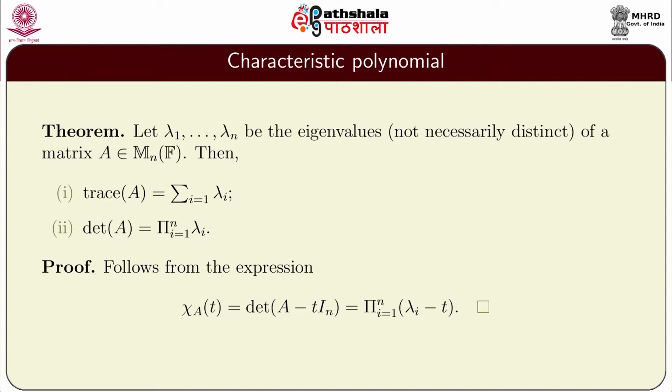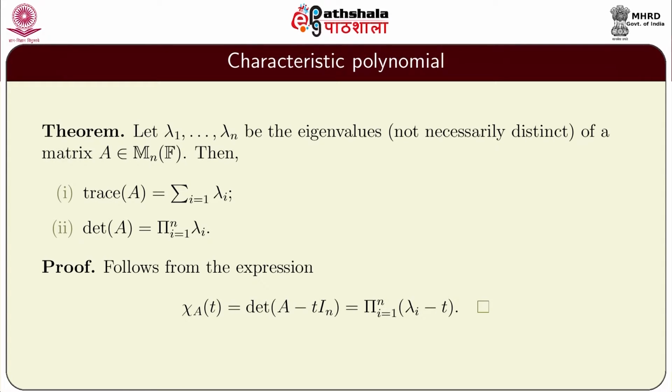Recall that the trace of A means the sum of the principal diagonal elements of A. So, what is interesting here is that the trace and the determinant of a matrix can be written in terms of its eigenvalues. How to prove this statement?